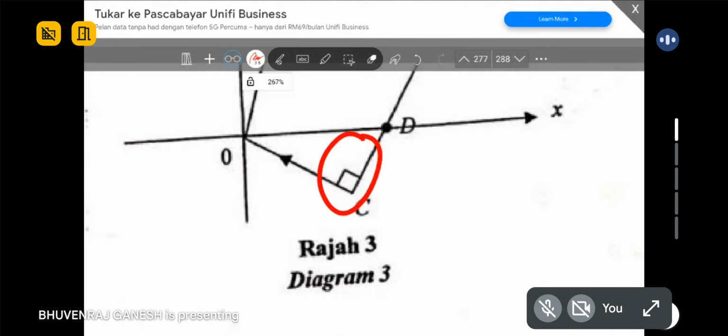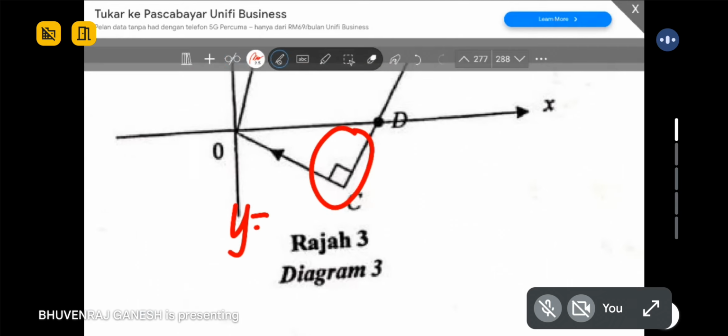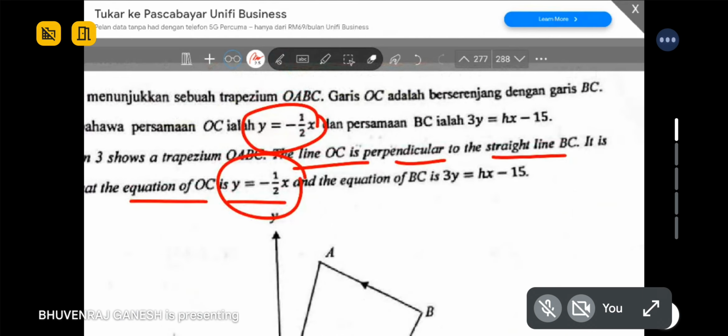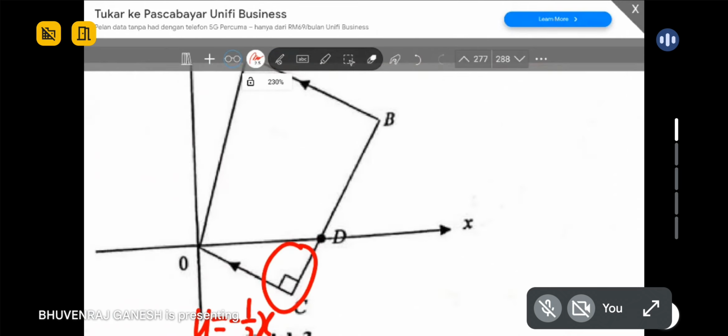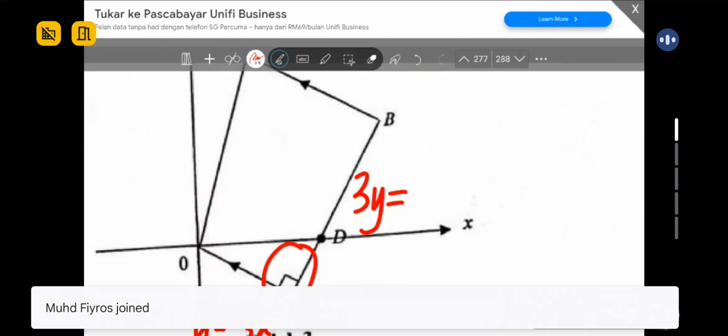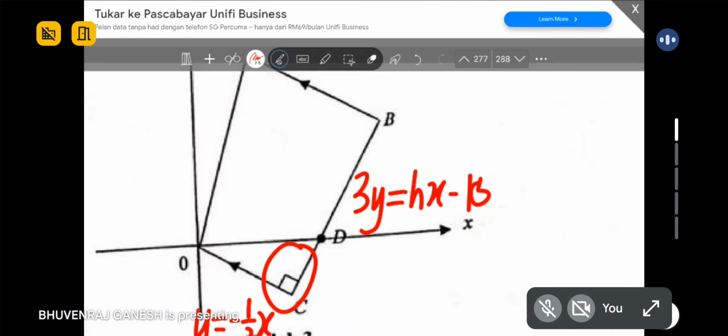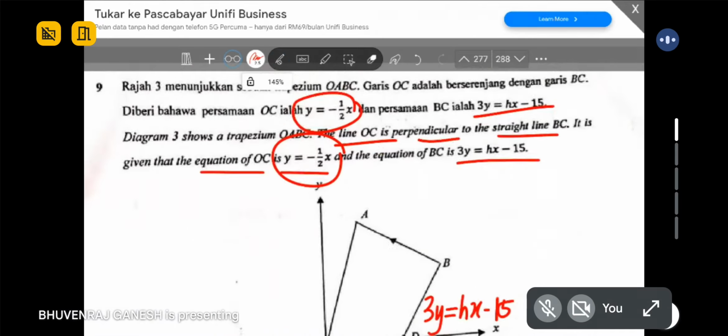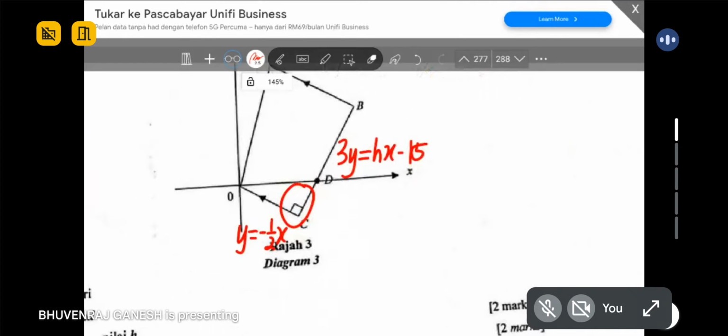So OC, y is negative half x. So you guys got one equation. And then BC, 3y equal to hx minus 15 for BC. So you just label lah guys. You got information, just label saja. And then the question say find the value of h.